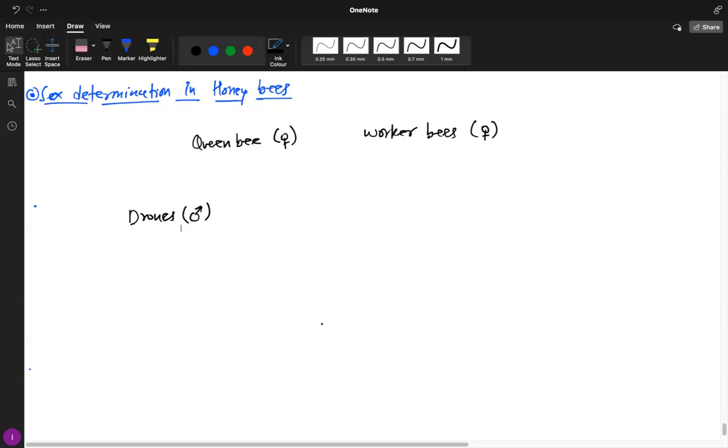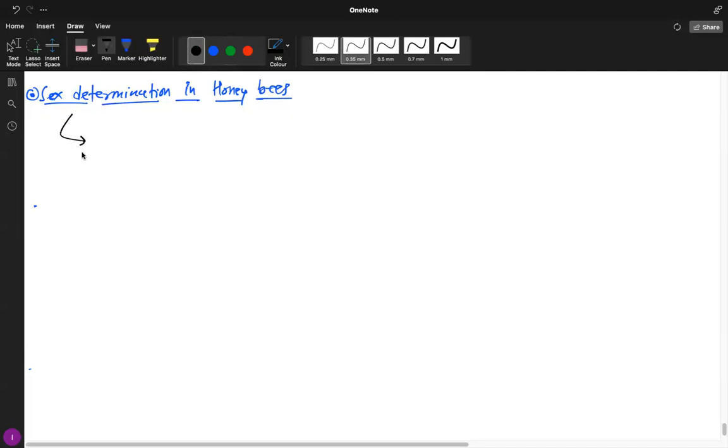Is that clear, everyone? Yes. And the concept of male and female in bees is decided by one phenomenon which is called haplodiploidy, the haplodiploidy method of sex determination.